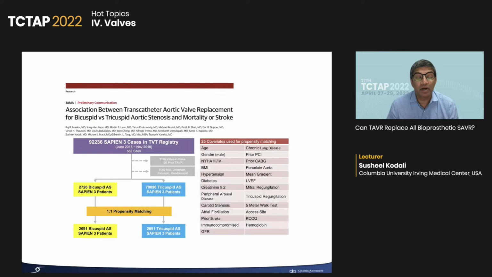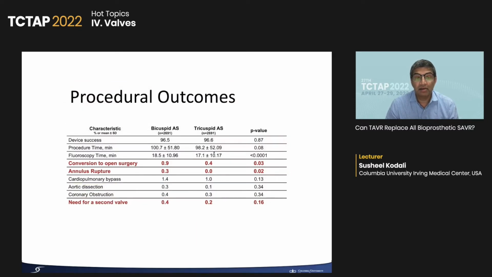What we do have is what Raj has published early on from the TVT registry. And this was a propensity match cohort of bicuspid versus tricuspid, 2,691 patients in each cohort. And what you saw was, again, early experience, but higher rates of annular rupture and conversion to open surgery, but still very low, less than 1%. Slightly higher rates of needing a second valve. But in terms of device success and other endpoints, it really wasn't that different.